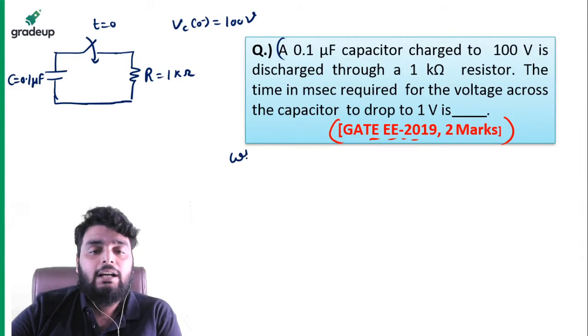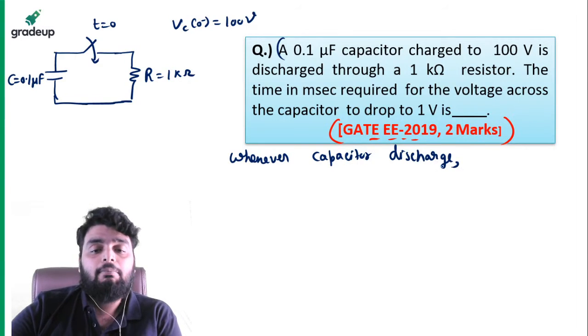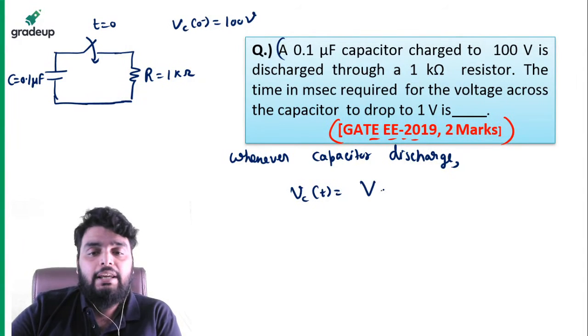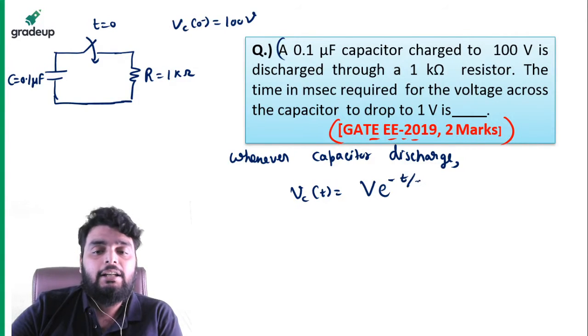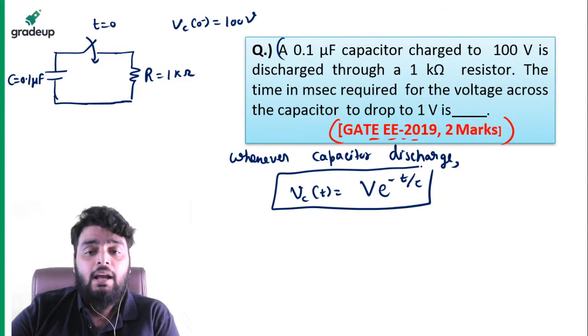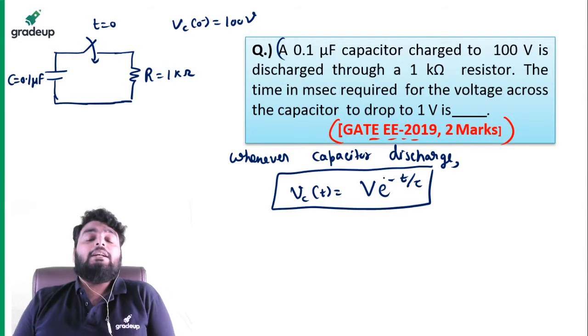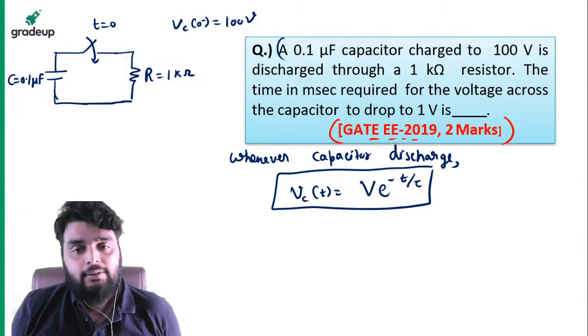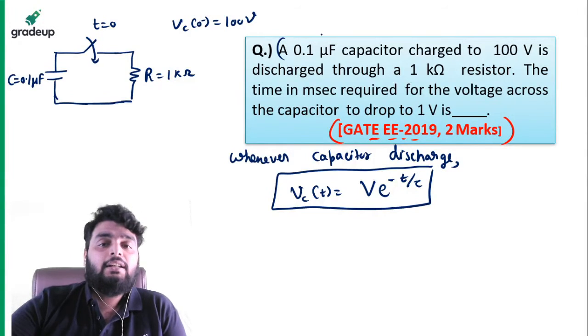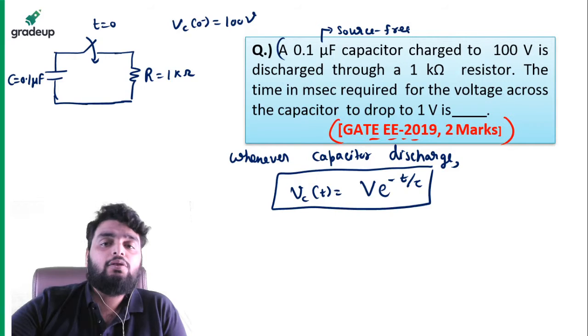Whenever a capacitor discharges, you need to remember that capacitor voltage is equal to V e raised to power minus t by tau. Remember this equation because on this RC circuit many times a question has been asked. So this is the source free circuit. Why is this a source free circuit? Because you can see there is no source connected to the circuit.